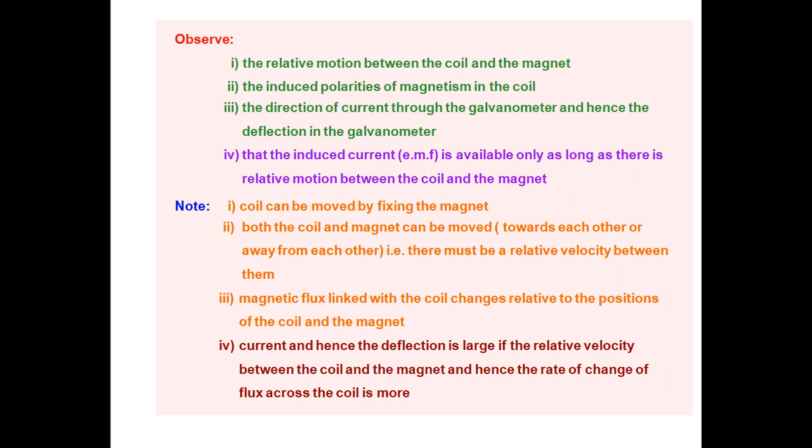And the magnetic flux linked with the coil changes relative to the positions of the coil and the magnet, and the current and hence the deflection is large if the relative velocity between the coil and the magnet, and hence the rate of change of flux across the coil, is more. So see here, the coil can be moved with the magnet fixed. The magnet you take as a constant state, and the coil is moved. Both coil and magnet can be moved away or towards. There must be a relative velocity between them. Then only the current is induced in the coil.